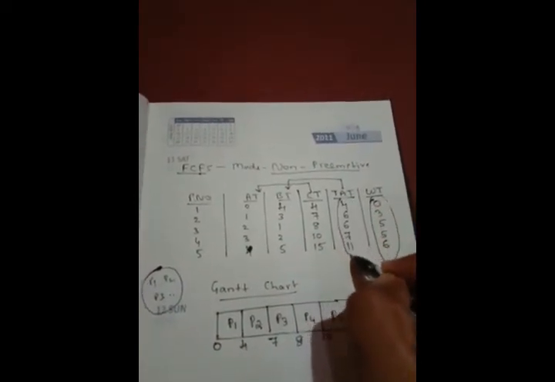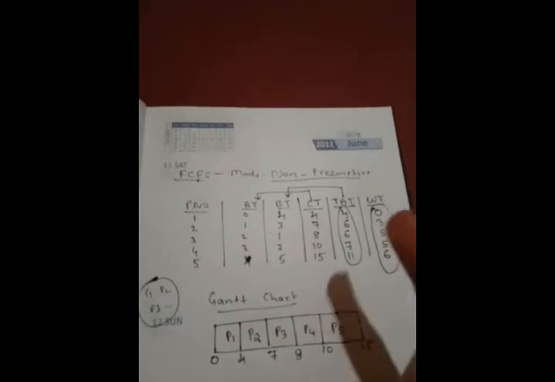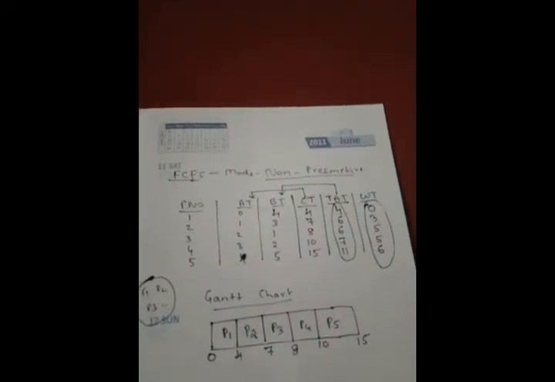Now if the question is to calculate the average turnaround time, again the same concept: add up all this turnaround time data and divide it by 5. That means add up all the data and divide by the number of processes available in the problem.